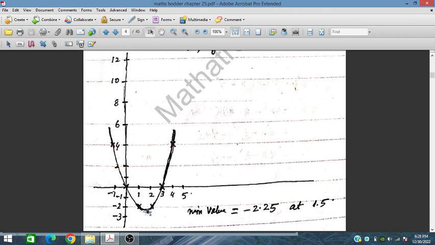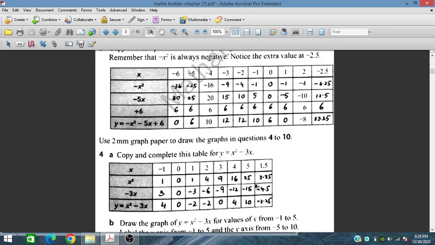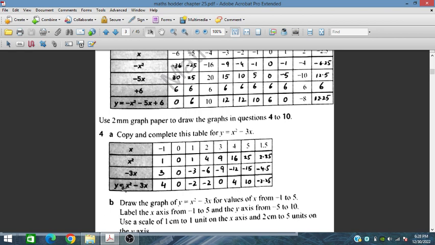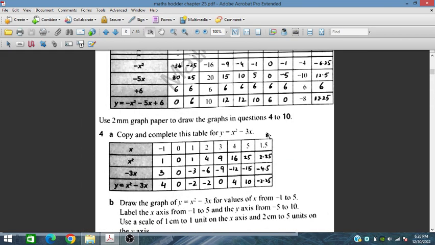So this is the minimum value, these are the x-intercepts, and all the values obtained in the table here, this is x and this is y. So x and y are plotted on this graph like this: 1, 2, 3, 4, 5, 6. So 6 values are plotted there.